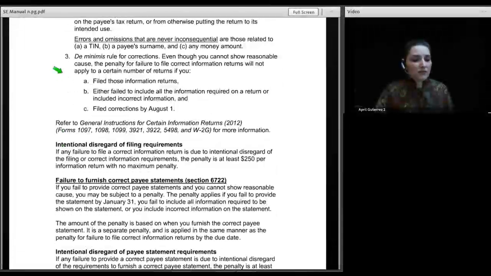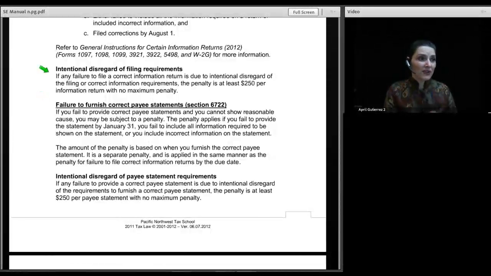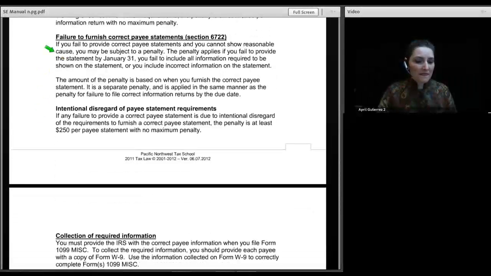There's also this de minimis rule for corrections. Even though you cannot show reasonable cause, the penalty for failure to file correct information returns will not apply to a certain number of returns if you filed those returns, either failed to include all the information required on a return or included incorrect information, and filed the corrections by August 1st. So I don't actually consider any of that to be terribly lenient. They seem to have the ability to impose pretty harsh penalties. It's just been my experience to this point in time that they're not doing it, but something tells me the writing's on the wall that things are about to change.